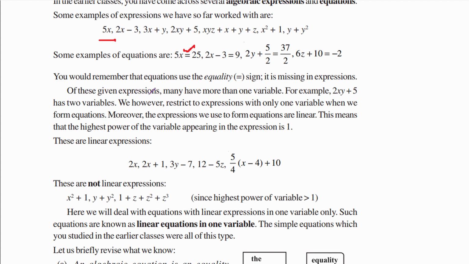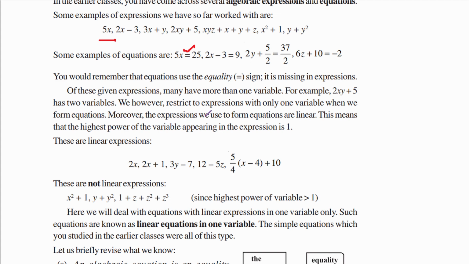Of these given expressions, many have more than one variable. If you see here, we have only one variable x, whereas here we have two variables, namely x and y. For example, 2xy plus 5 has two variables, namely x and y, and the constants are 2 and 5. We, however, restrict to expressions with only one variable when we form equations, because you are in the learning phase. In higher classes, you will be dealing with more variables.